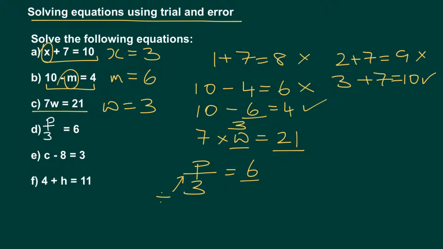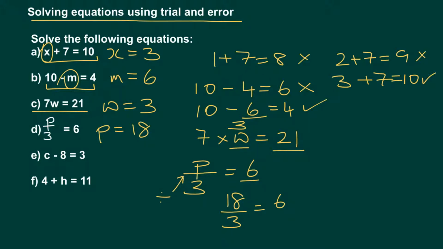So 3 times 1 is 3, 3 times 2 is 6, 3 times 3 is 9, times 4 is 12, times 5 is 15, and times 6 is 18. If you think about it, 18 divided by 3 will give us that number 6. So in this case, P simply equals 18.